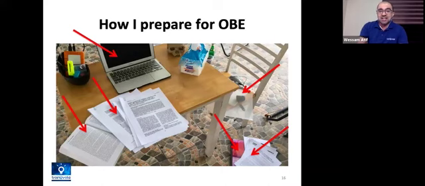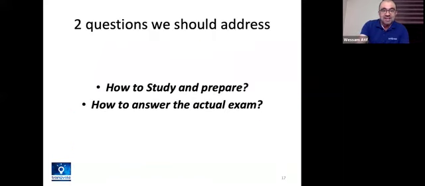This is just a picture of how I prepare for an open book exam. You can see that the arrows are pointing. There is an arrow at the books. So we have different books, different printed materials, papers from journals. You have a laptop that's connected to the internet and has a lot of browsers and tabs on. There is even a notebook where I sometimes take notes while I'm studying. There is a marker. So there are a lot of things that you need to have in order to prepare for an open book exam.